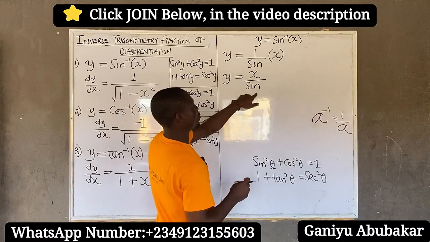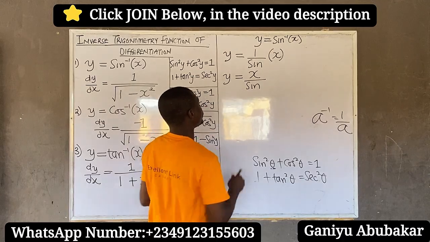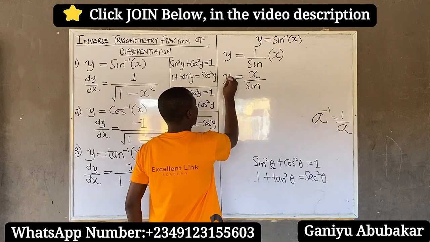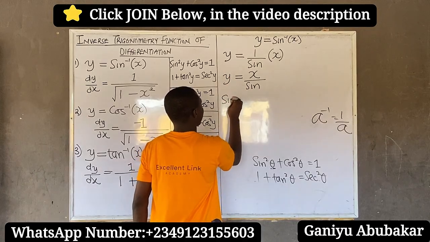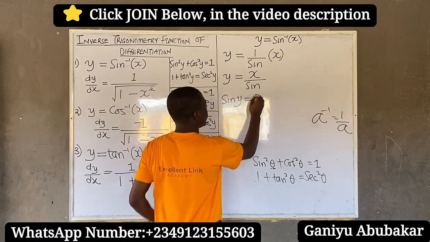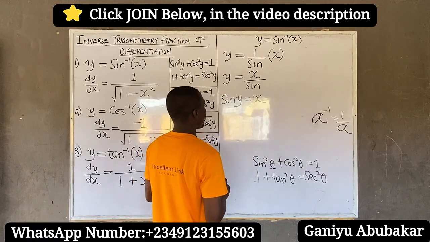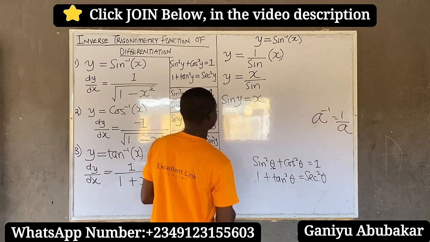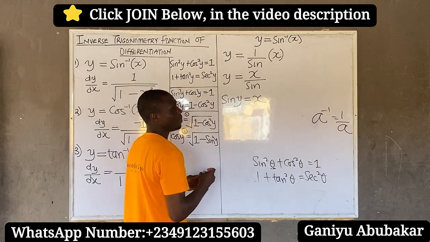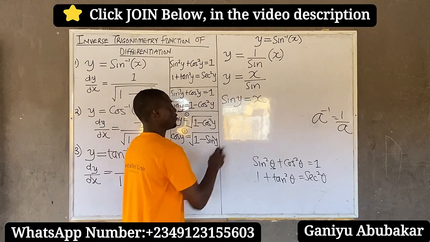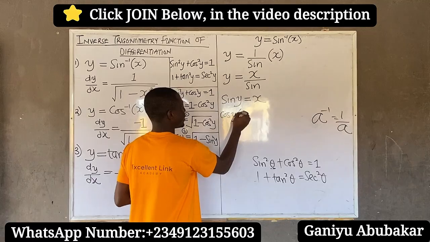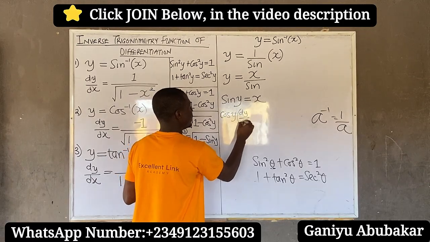This means I'll now cross multiply. Y times sine gives you not y sine but sine y, equal to x times an invisible 1, which gives you x, right? Now I'll differentiate this using the idea of implicit differentiation. If I differentiate sine y, I'll have cos y, in brackets, attach dy dx.